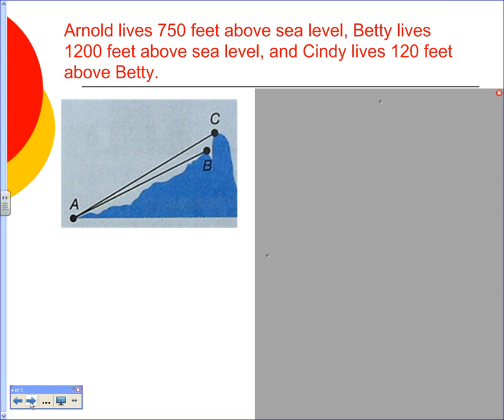Arnold lives 750 feet above sea level. Betty lives 1,200 feet above sea level. And Cindy lives 120 feet above Betty. So we have a picture. What is that picture? Okay, Arnold is the A, Betty is the B, and Cindy is the C. Does that make sense? Yeah, they're on a mountain.